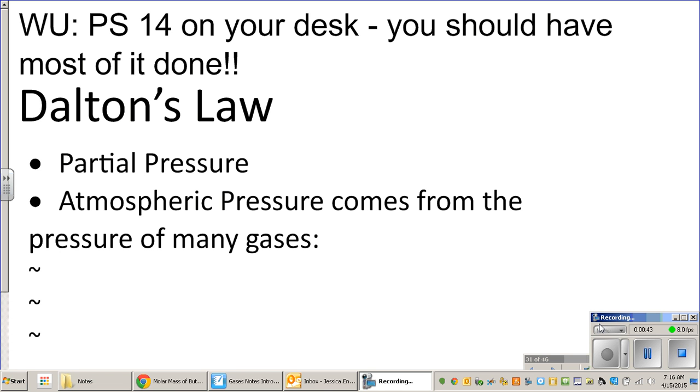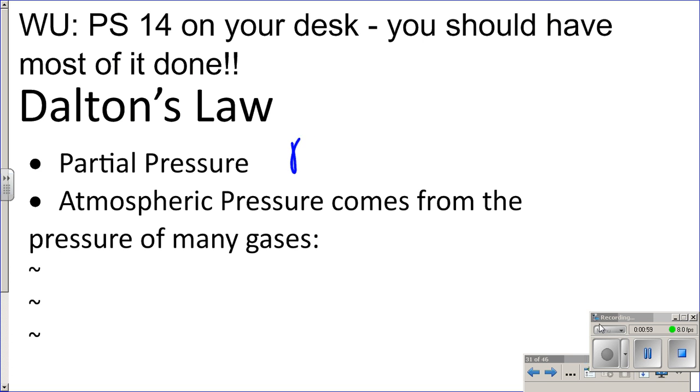So Dalton's Law is called the Dalton's Law of partial pressures. Pretty much, it's a summation of all the partial pressures of the atmosphere. Every little gas causes a certain amount of pressure. If you add up all the pressures of the little gases, you get the total pressure. That's it. So partial pressure is literally saying like P of, tell me one of the gases in our atmosphere.